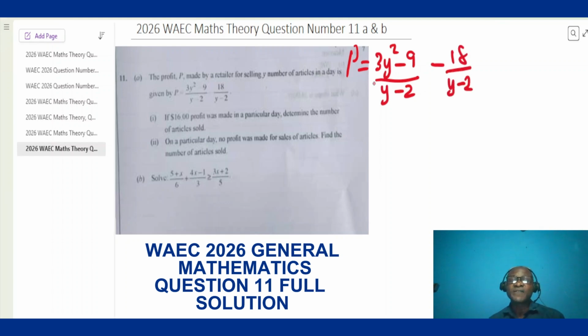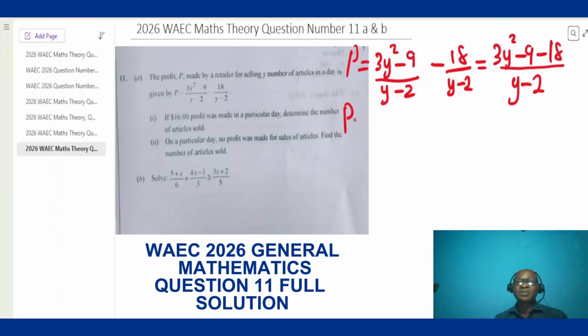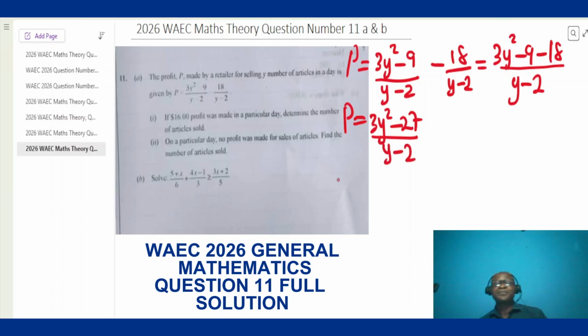Now, this is the formula that is given to calculate profit made by a retailer when y number of items is sold. Therefore, I can organize this formula by finding the LCM. So the LCM is y minus 2. That is now going to give me 3y squared minus 9 minus 18, making the value of P equal to (3y squared minus 27) divided by (y minus 2). Okay, by this formula now, we're organized.